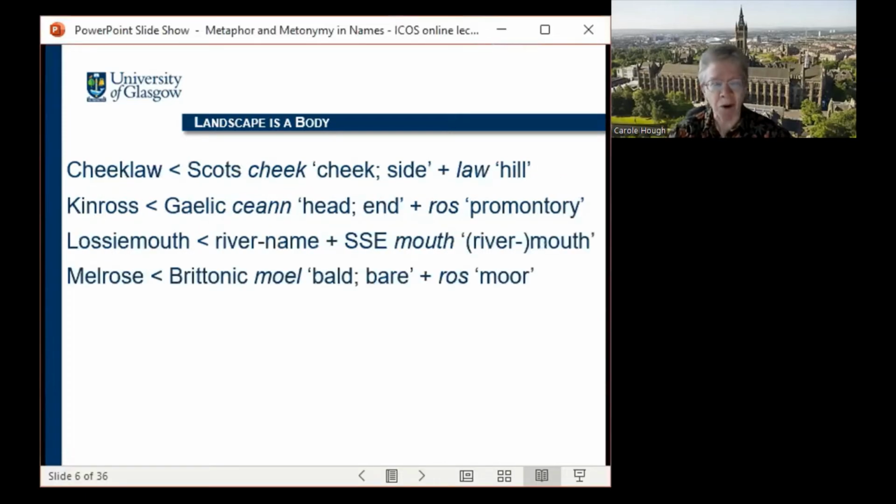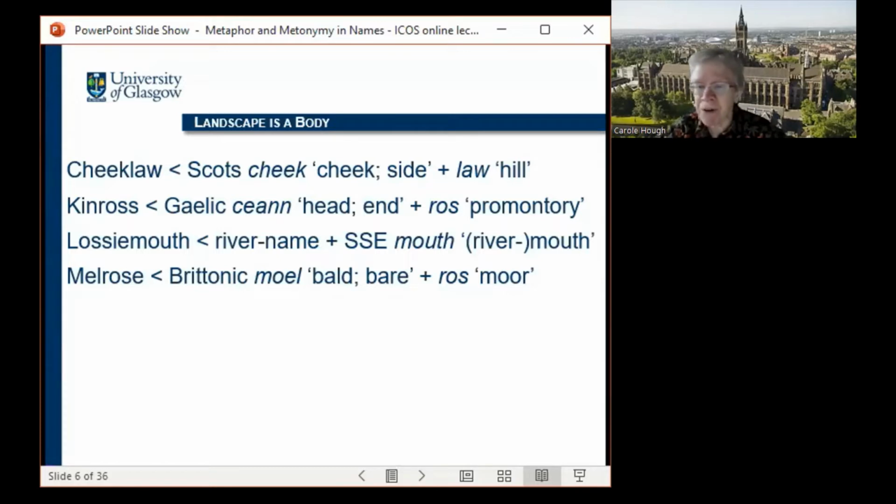The second most common is position, as in cheek law, where the position of the cheek on the side of the face is mapped on to the side of a hill. Kinross uses a word for the head to refer to the end of a promontory, again mapping the position of the head at the extremity of the body onto the position of the site at the end of the promontory.